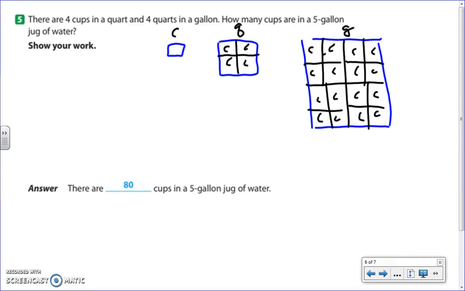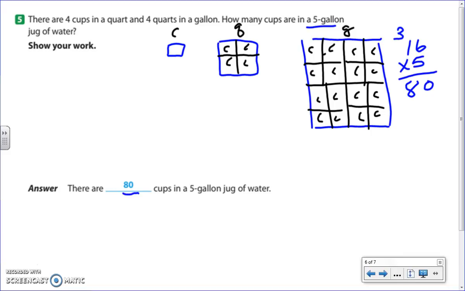All right, but it doesn't ask just how much is in 1 gallon, it asks how much is in 5 gallons. So if I know there are 16 cups in 1 gallon, to find how many there's in 5 gallons, I would need to multiply. That tells me that there are 80 cups in a 5-gallon jug of water.